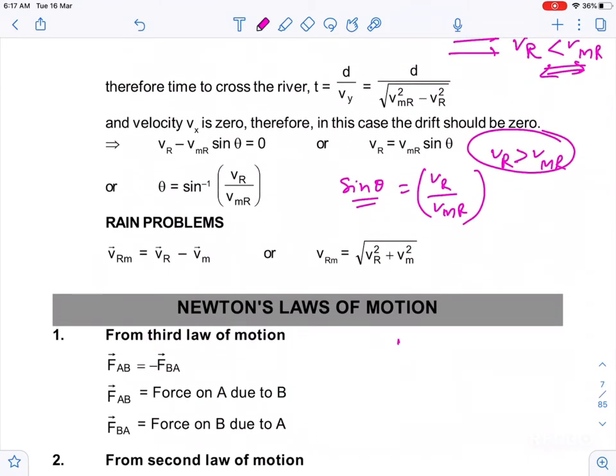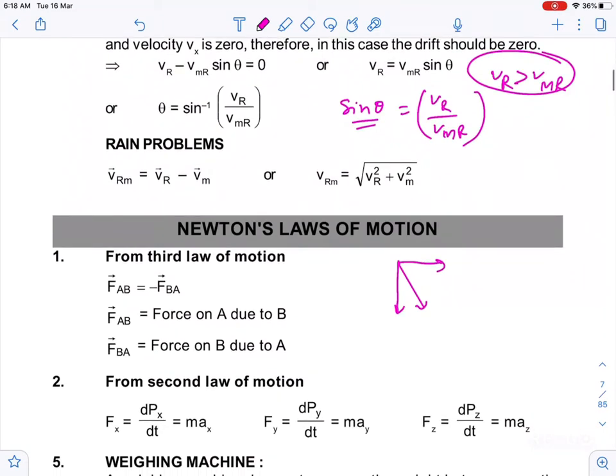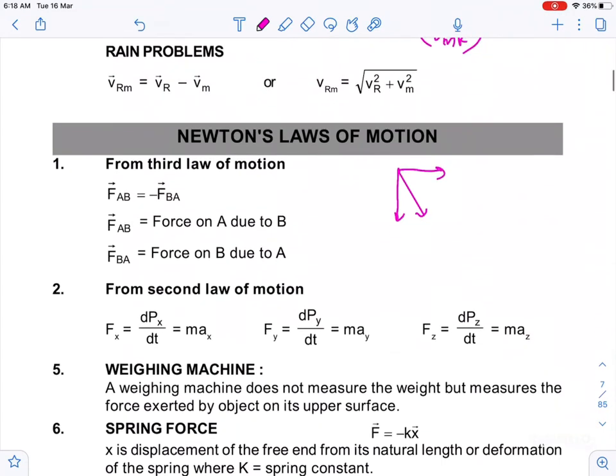Now the rain-man problem, again the same thing. Suppose rain is falling like this and the man is running like this, so with which speed is the rain actually falling? Again you have to take the resultant of these. I'll make a separate video on these, guys. Relative motion is a very important topic, so I'm not able to describe all of this in a short span of time, but I'll definitely make a separate video on this topic.